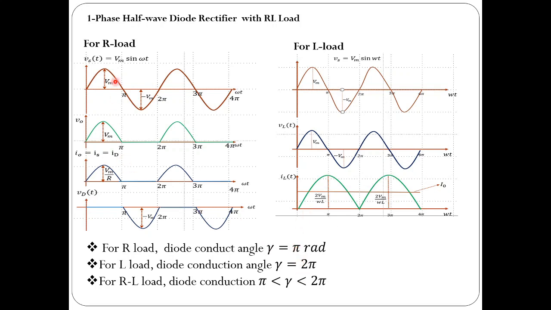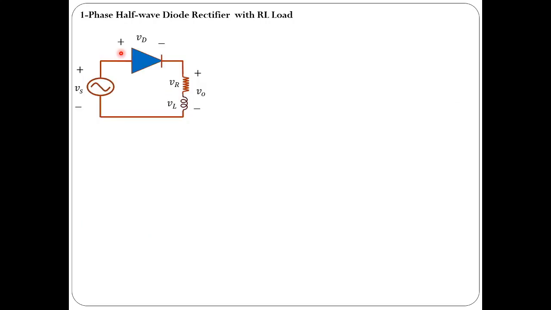If the inductance is dominating, meaning the inductive nature is predominant, then the behavior is close to the L load. And if the resistor is dominating, then the behavior is close to the R load. So keep this in mind. Now let us see the half wave diode rectifier with the RL load.